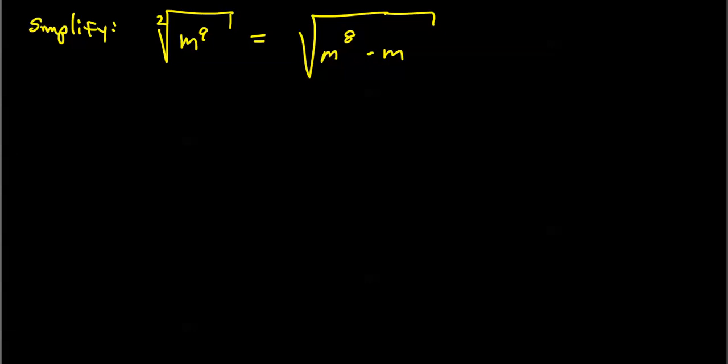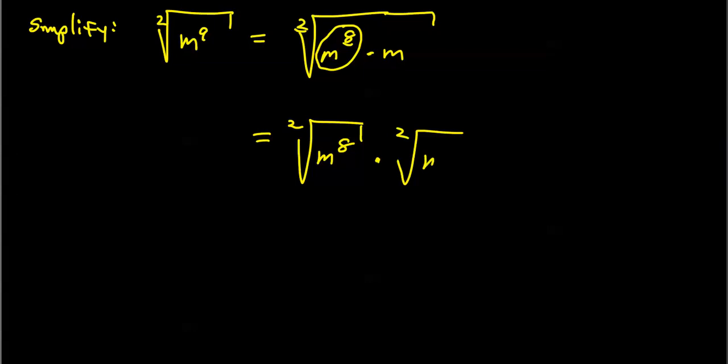Why am I doing that? Because I can take out as many powers of m that are multiples of my index. Notice 8 now is a multiple of 2, so I can then break up that root sign over that product in the radicand and say the square root of m to the 9th is equal to the square root of m to the 8th times the square root of m.